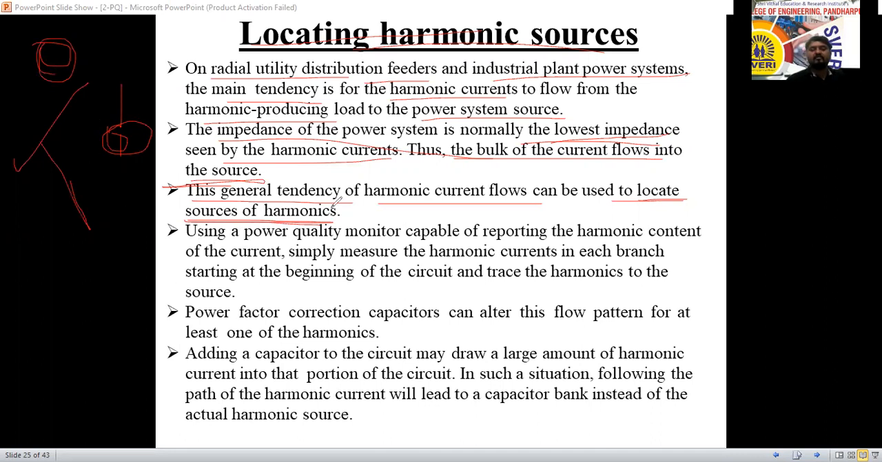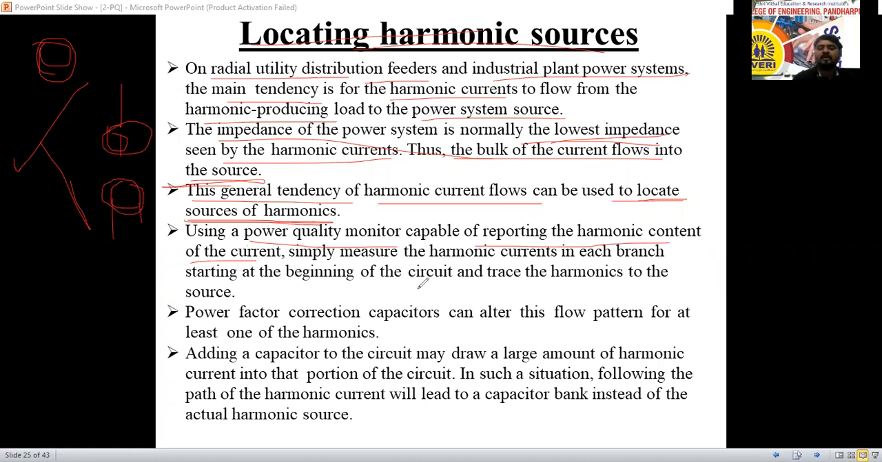To locate that, we have to use a power quality monitor capable of reporting the harmonic content of the current. So we should monitor the harmonic current content over there. The monitoring system should be capable of reporting the harmonic content of current here.